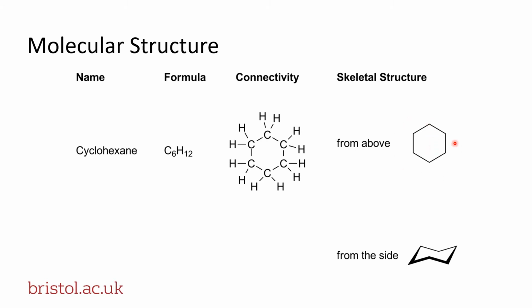And these structures are three-dimensional, so if you were actually looking at this from the side, rather than being a completely flat six-membered ring, it's what's called a chair conformation. And this is an attempt to draw this a little bit as a 3D effect.